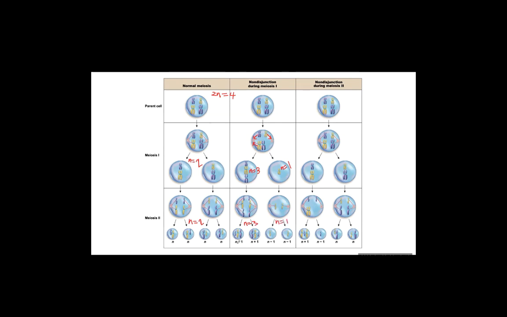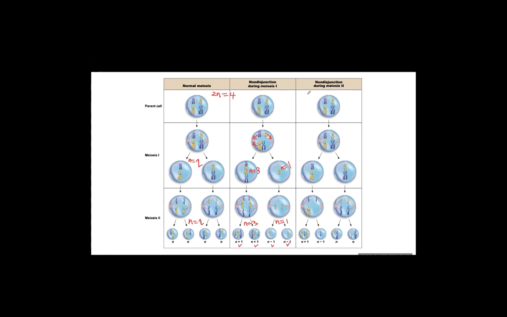Okay. And then each daughter cell has the potential to form a zygote. Each daughter cell will fuse with a gamete from the other partner, right? Then what will happen to the chromosome number of that zygote? One more time, non-disjunction during meiosis 2.